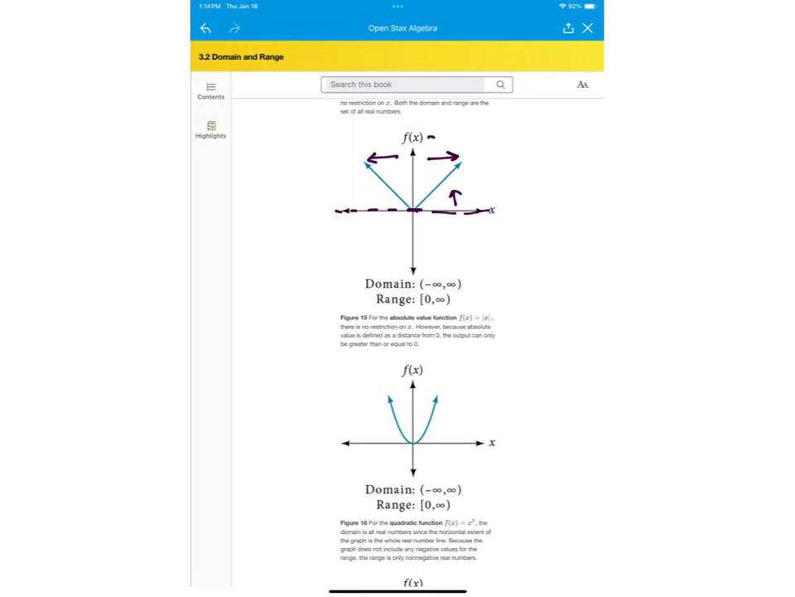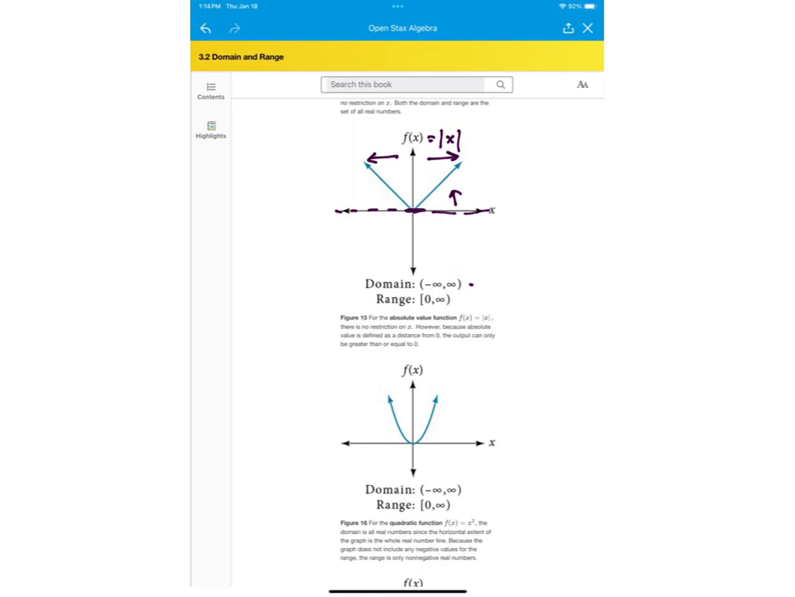F of x equals the absolute value of x. Yeah, that's your absolute value function. Good? Okay. It goes always left and right, so all real numbers, but it stops at 0 on the bottom. 0 to positive infinity.